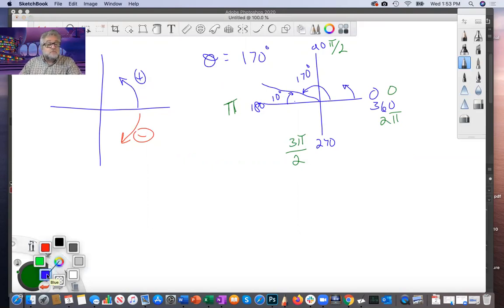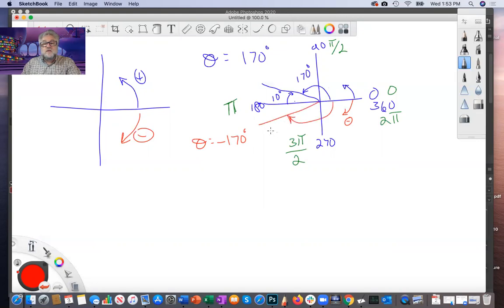Okay? So now let's say we want theta equals negative 170. How do we draw that? Well, negative is in this direction. So I'd go 90, 180, so same thing. Right here is negative 170, and that would make this 10 degrees. So these are referred to as the reference angles. Those are the angles relative to the axes. This is the total angle, 170.